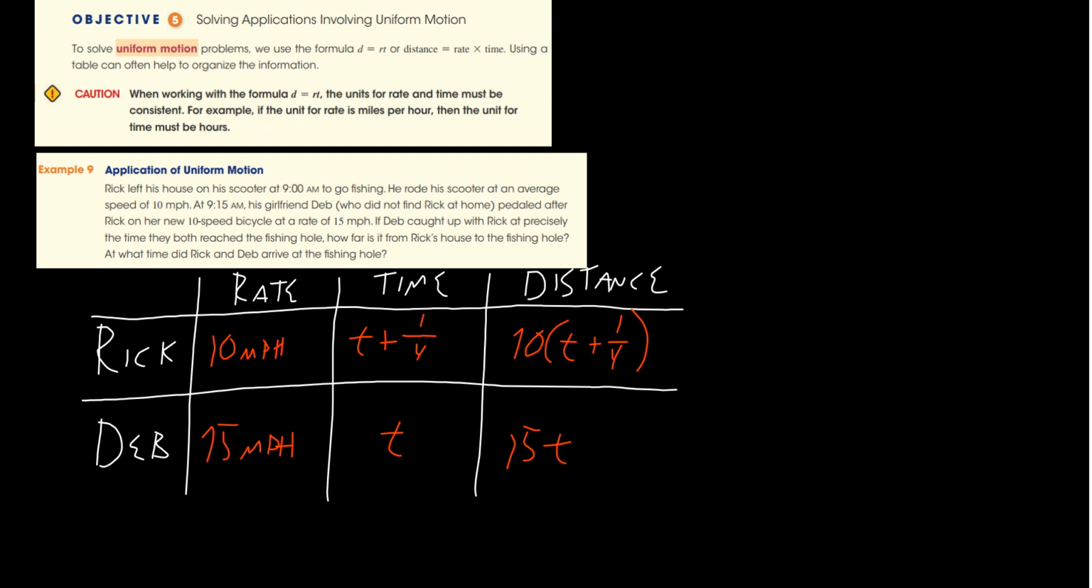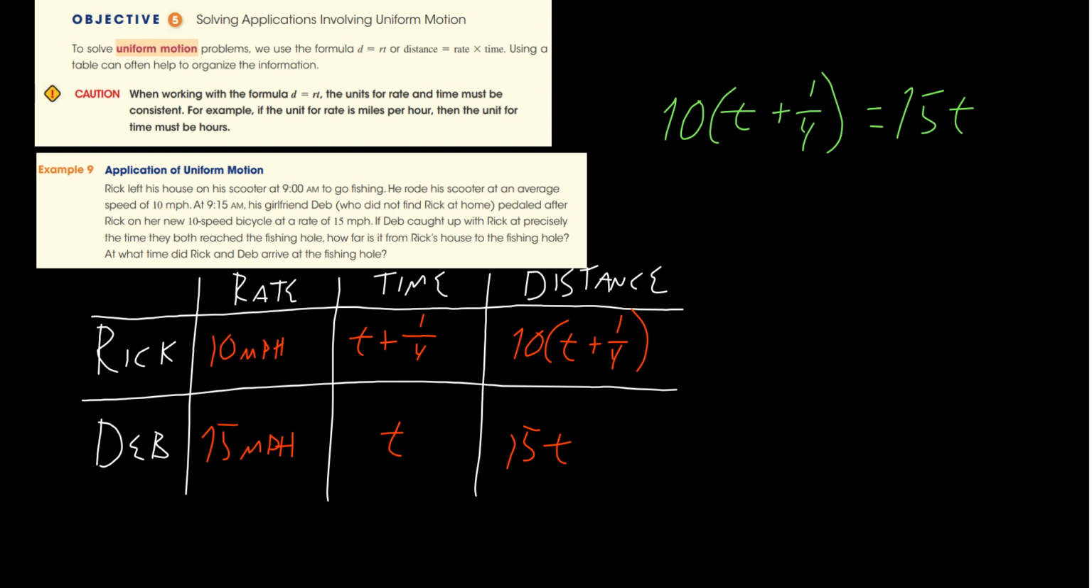So that must mean that we're going to have to equate their distances with one another. So in order to set this problem up, we would say 10t plus 1/4 is equal to 15t, and then we'd solve for t. Okay.